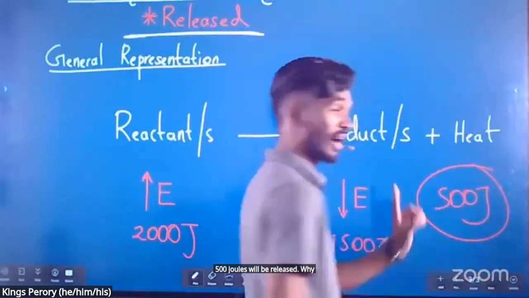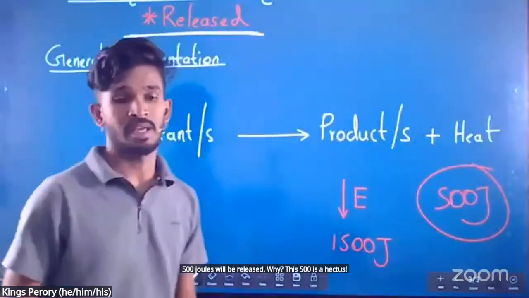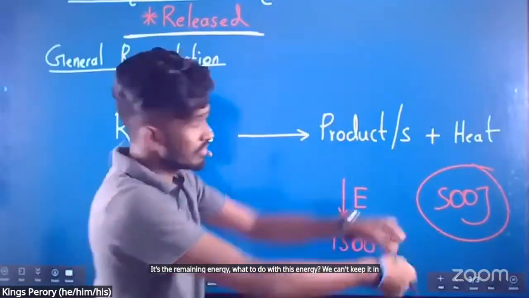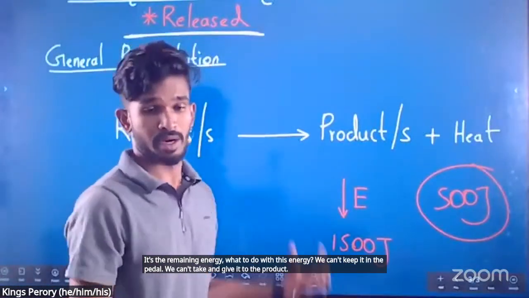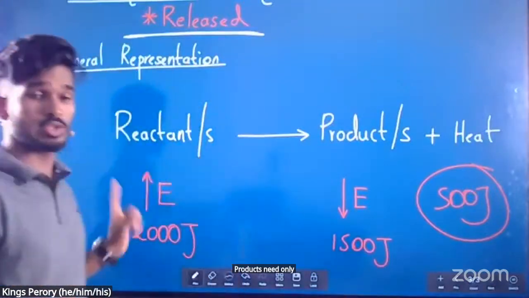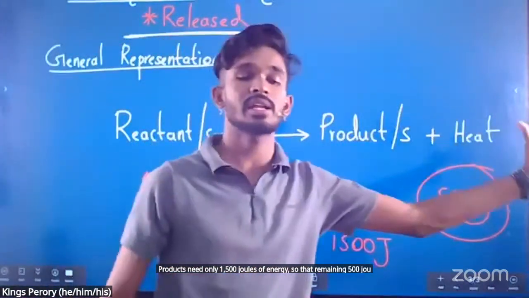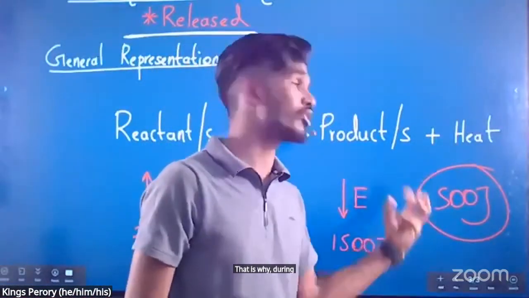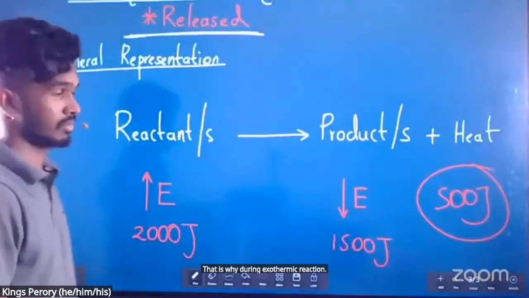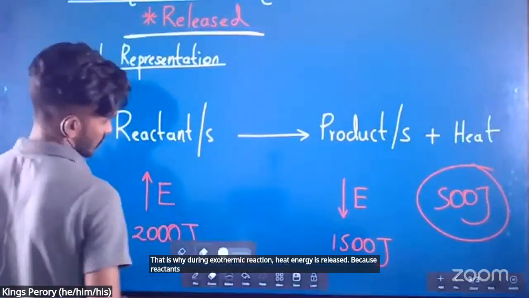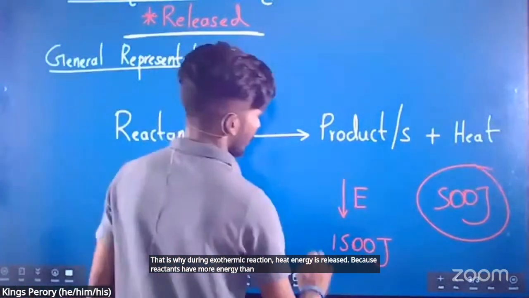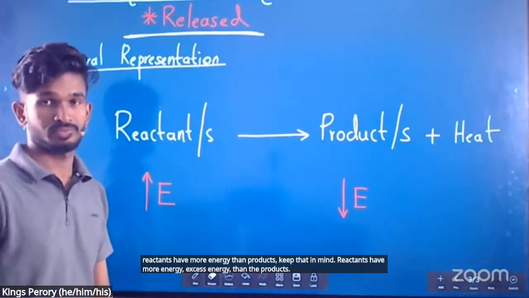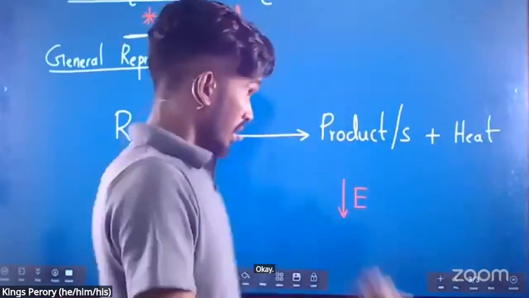Why? This 500 is the excess, the remaining energy. We can't keep it in the product. Products need only 1500 joules of energy, so the remaining 500 joules will be released. That is why during an exothermic reaction, heat energy is released, because reactants have more energy than products. Keep that in mind. Memorize it like this.